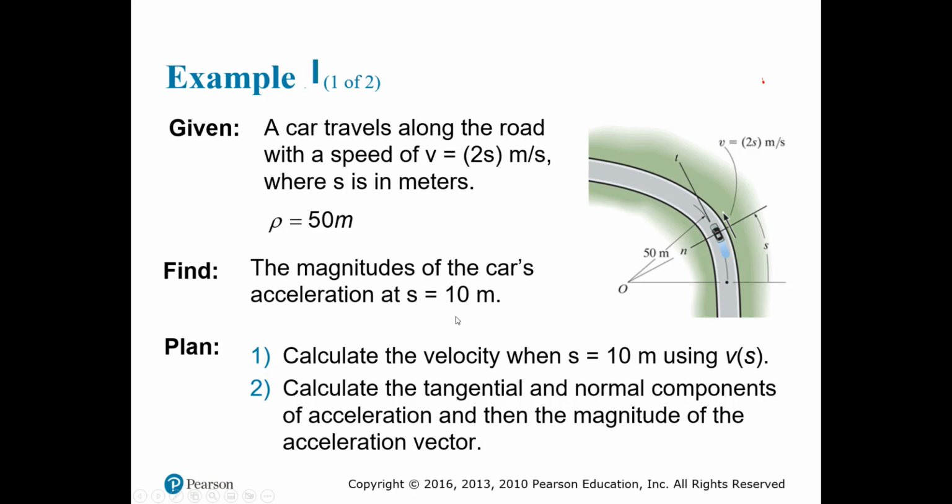And then after that, we just need to calculate the tangential and normal components of the acceleration. It's very simple. We have to derive this equation, and then we have to calculate the normal component as we did before. So we need to be organized, and we're going to plug in the data that we have. We know that the velocity is v = 2s meters per second, and you also know that rho is equal to 50 meters. They're asking us the acceleration at s equals 10 meters.